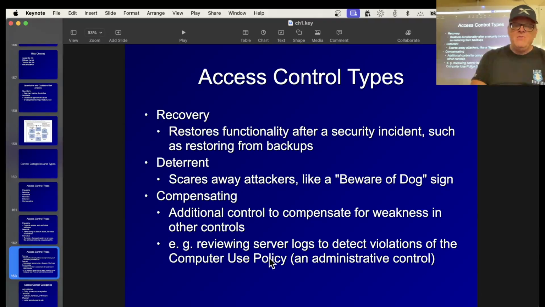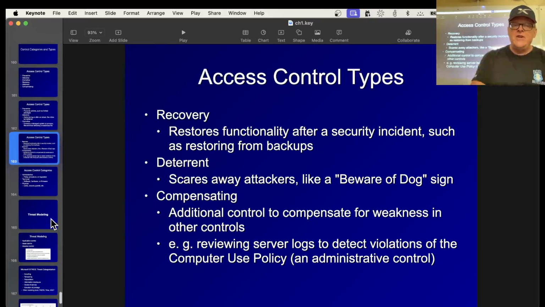So as I mentioned, you might review logs to detect violations of the computer use policy, and that's what you have to do for high privilege accounts. You review what they've been doing, because you don't really have a technical control to stop them from doing bad things, so you have to review their actions to see if they're violating your security policy.